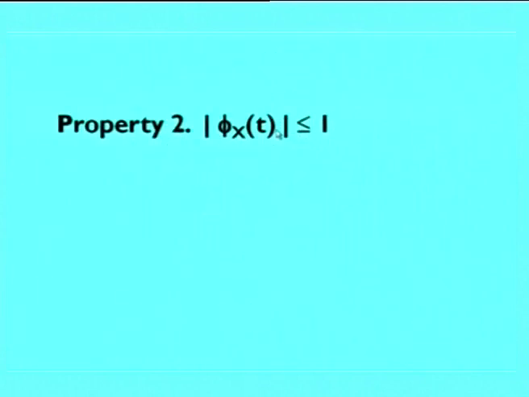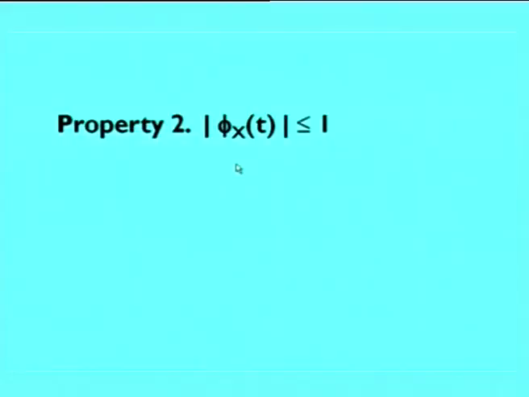The next property is modulus of pi x of t is less than or equal to 1. These kinds of properties we have not seen in moment generating function, since here the i is accompanying the power of the exponential, we can have all these properties. So, how to prove this?